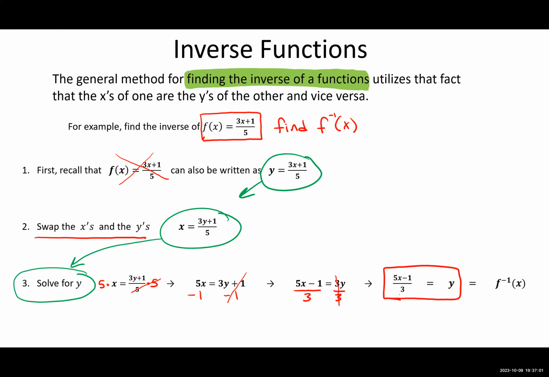Five x minus 1 over 3 on the left and y on the right. And once you solve for y, that is your inverse function. And so that's how it works.